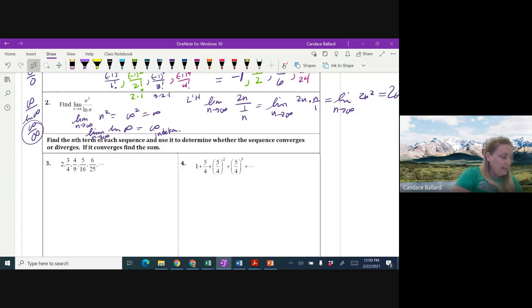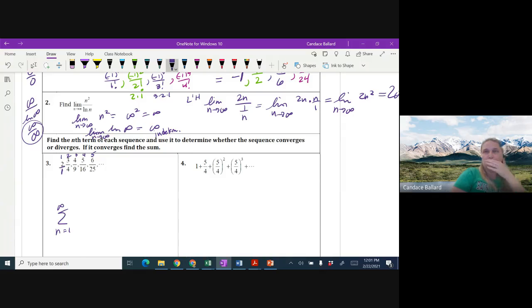So basically, I need to look for what's going on with the pattern. I'm trying to write the function that's going on. I start with the series, n equals 1 to infinity, and I'm going to try to figure out what my formula or function is. This is term 1, term 2, term 3, term 4, term 5, and so on. I'm going to rewrite this as 2 over 1.